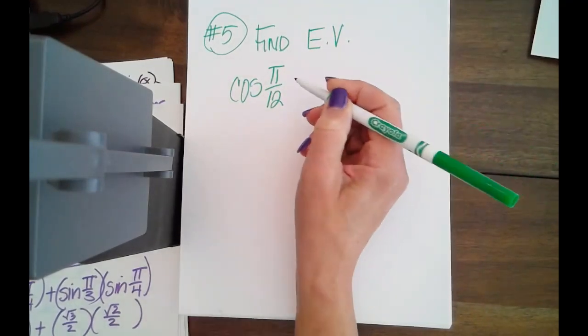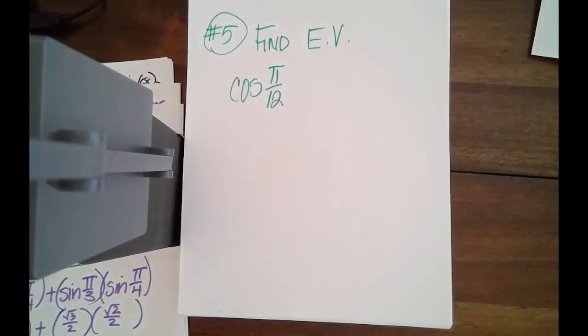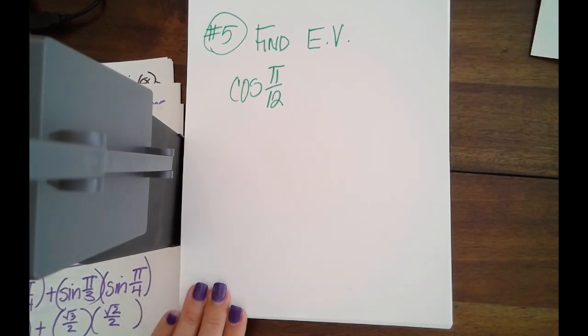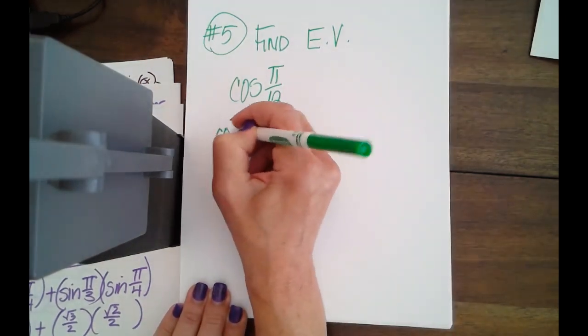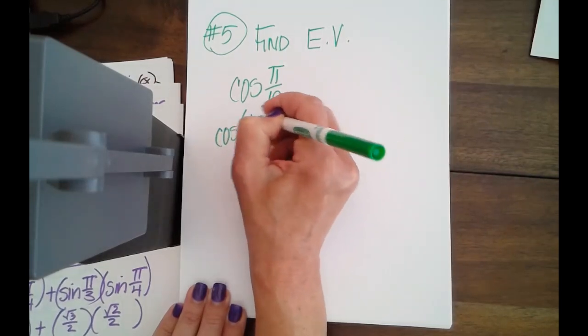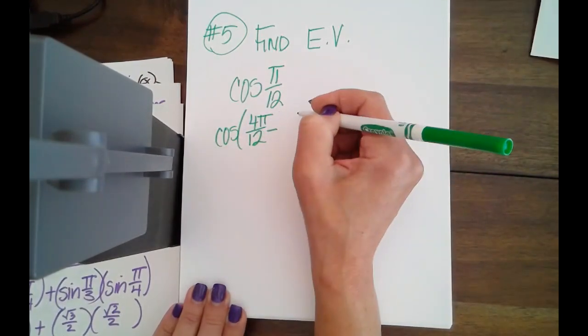All right, so you're going to look for any two angles that you can add together or subtract or whatever to get pi over 12. It doesn't matter. You're still going to get the same answer. Okay, so I'm going to look at this and say I'm going to use cosine 4 pi over 12 minus 3 pi over 12.